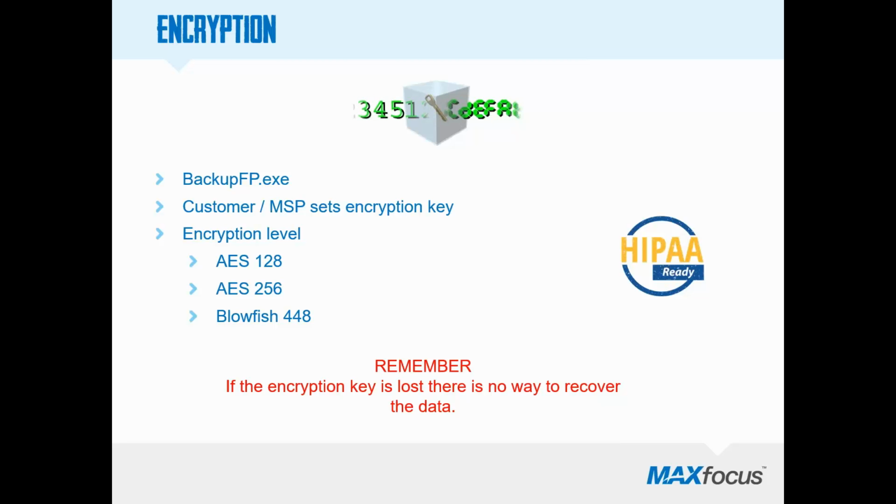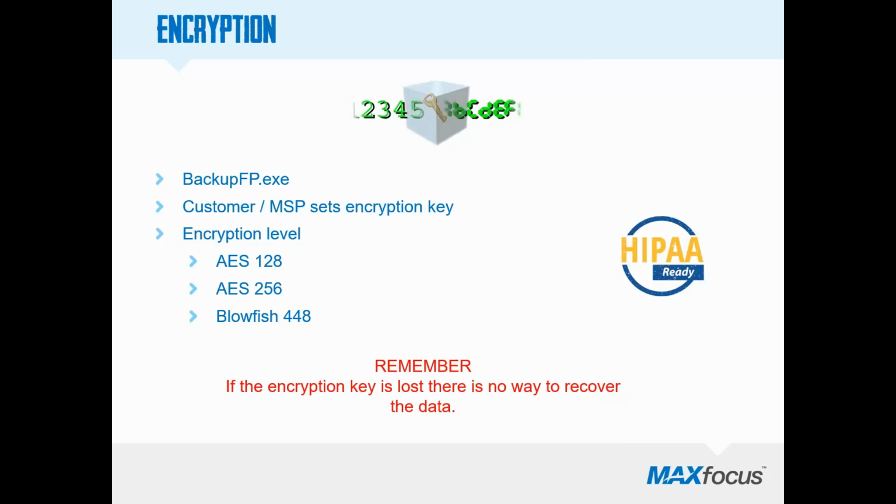Now I do want to talk about Max Backup from an encryption standpoint here. Max Backup is a zero-knowledge system. So what does that mean? What it means is that we do not have access to your encryption key. We don't know what your encryption key is. We can't decrypt your data on our servers. So if you or your customer loses that encryption key, there's nothing that we can do to help you get it back, and you're not going to be able to recover that data. So it's very important that you securely document your encryption key because we cannot recover that for you.